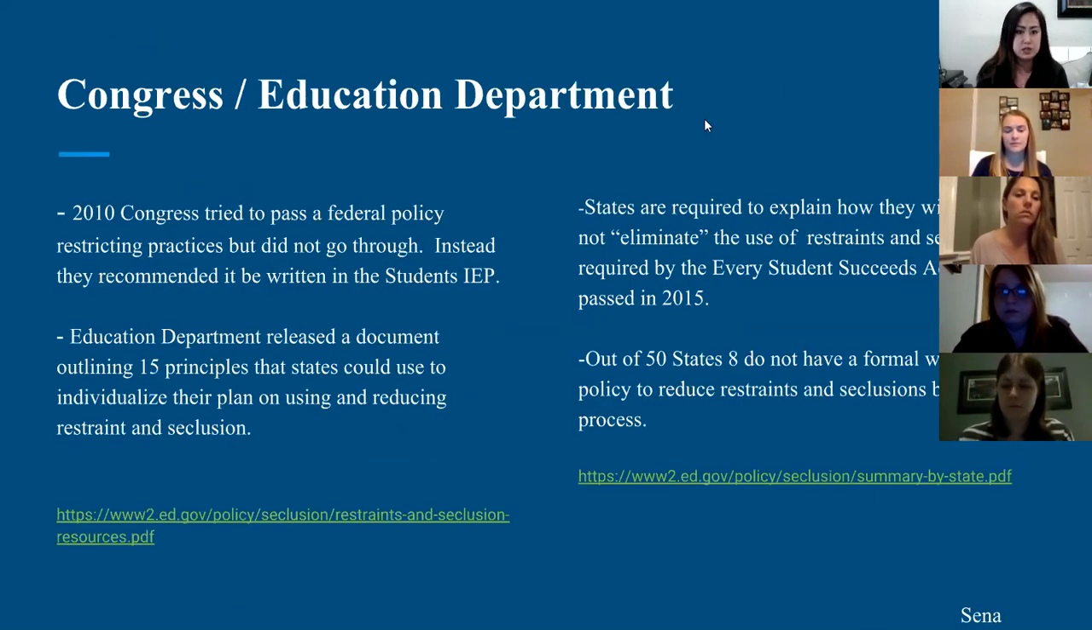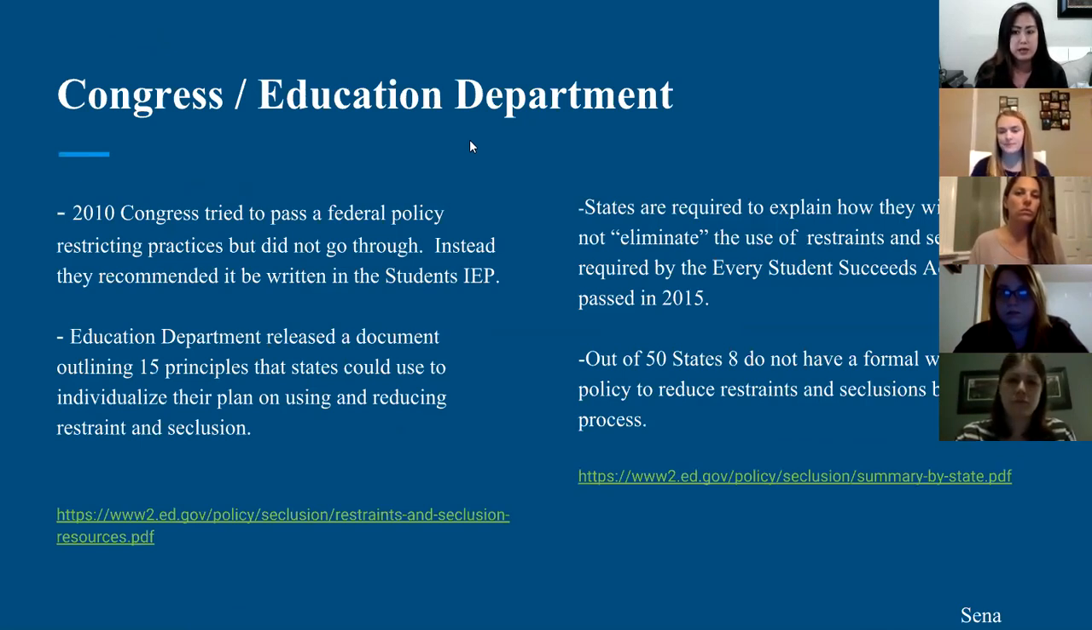The Congress of Education Department in 2010 tried to pass a federal policy restricting practices, but it didn't go through. So instead they wanted everyone to have it written in the student's IEP. Education Department released a document outlining 15 principles that states could use to individualize their plan on using and reducing restraints and seclusion. So again, there's a link below if you want more information on that.